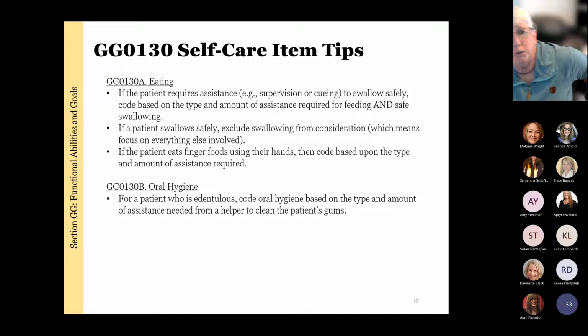For eating, GG0130A, this is probably one of the few items that actually looks like its counterpart in M1870. It's the exact same thing: if the patient requires assistance to swallow safely, then we don't really look at their ability to swallow. You're coding them on the type and amount of assistance required for feeding and safe swallowing. So this is about the ability to bring the food to the mouth, chew it, and swallow it, all safety concerned. What is not considered, either here or in the M1870 item, is how the food magically appeared in front of them. So think of this as a restaurant item. You're at a restaurant, the server brings you your food, and now how are you going to do with this? That's all we care about. The server brought you your food. Now tell me about getting that food to your belly. That process, is that safe?